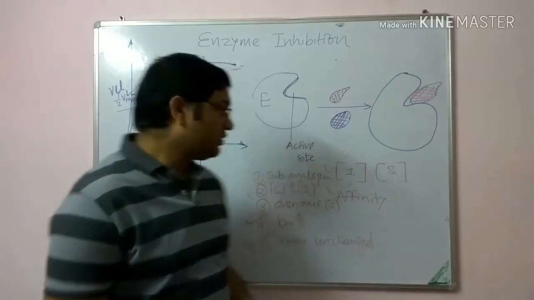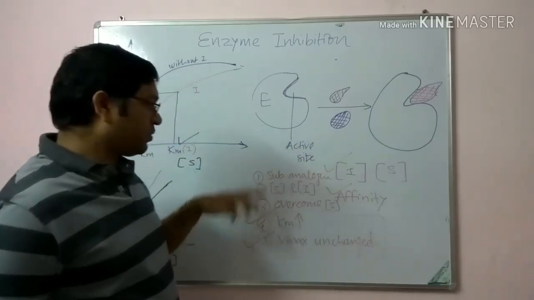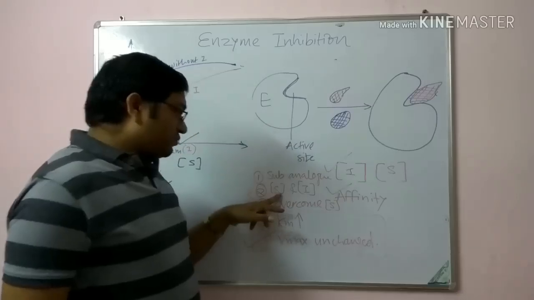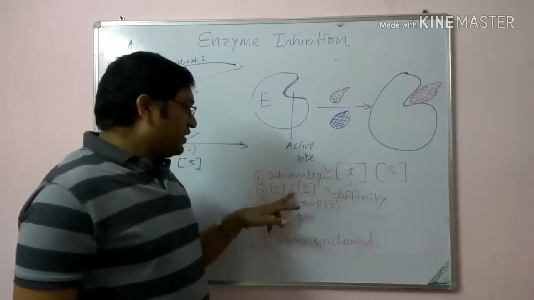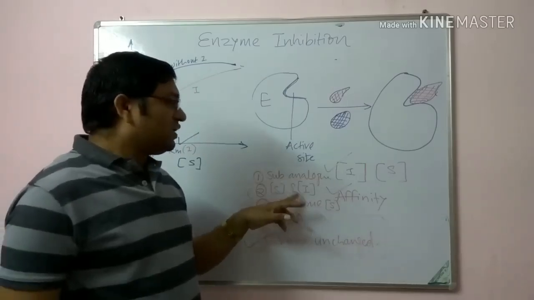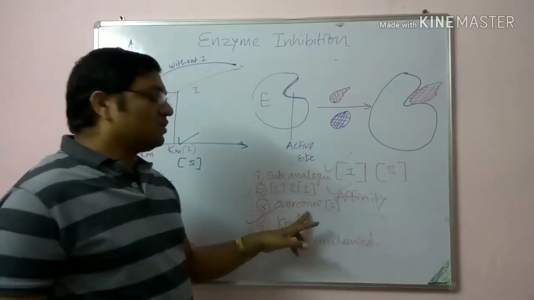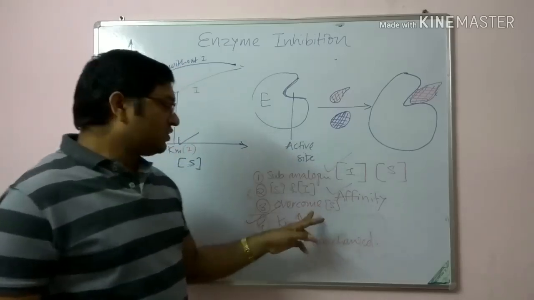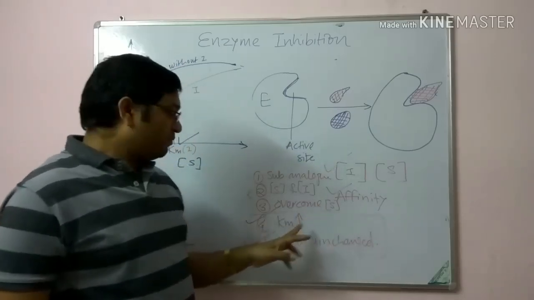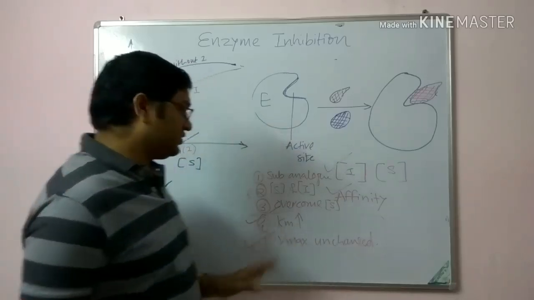Summarizing competitive inhibition: inhibitors are substrate analogs. They compete for the active site of an enzyme. The competition is basically between the affinity and the concentration. Competitive inhibition can be overcome by increasing the substrate concentration. In this type of inhibition, the Km value increases and Vmax remains unchanged.